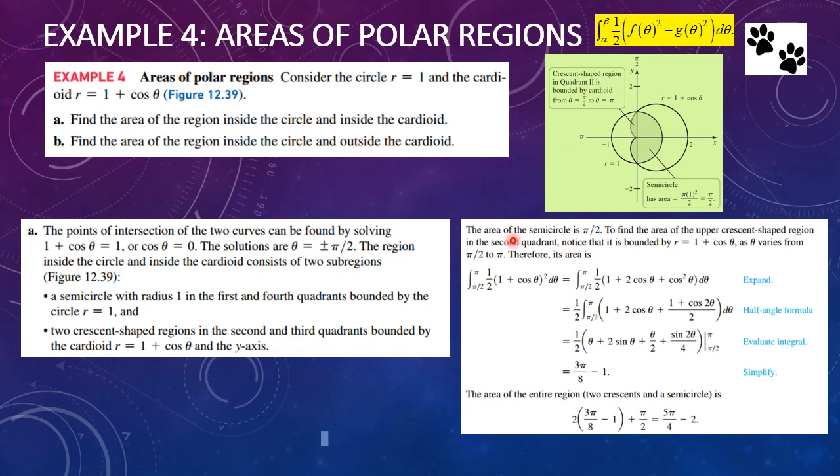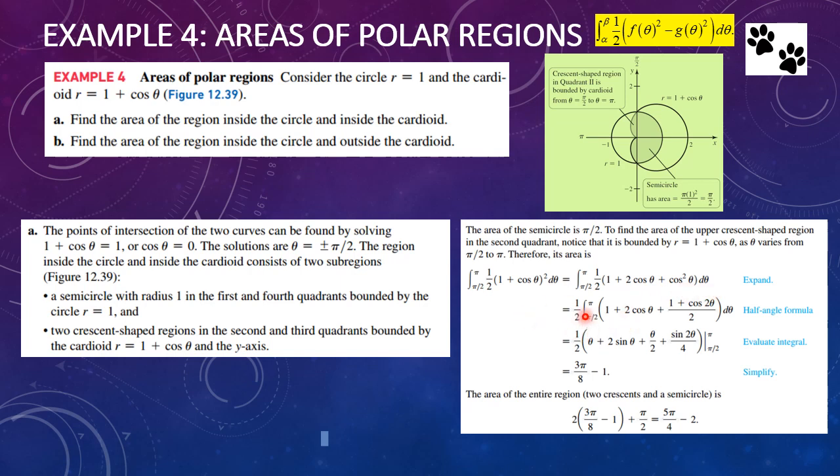So we have the integral from pi over 2 to pi of 1/2 times 1 plus cosine squared, which gives us, if we square that, the integral from pi over 2 to pi of 1/2 times 1 plus 2 cosine theta plus cosine squared theta d theta.